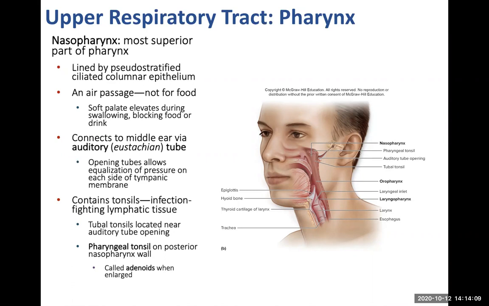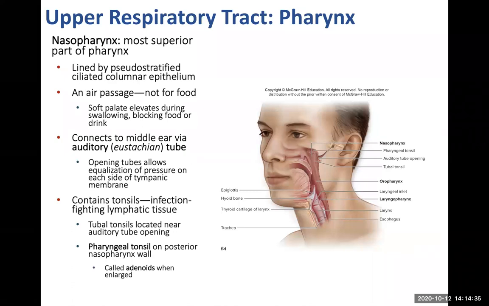I think we've all experienced the phenomenon by which you take a sip of whatever it might be, water, and you start laughing, and then water comes out through your nose, right? And that's because this is a passageway, so water can escape and go up through the nose. But in general, this should be a passageway for air and not for food and not for water.